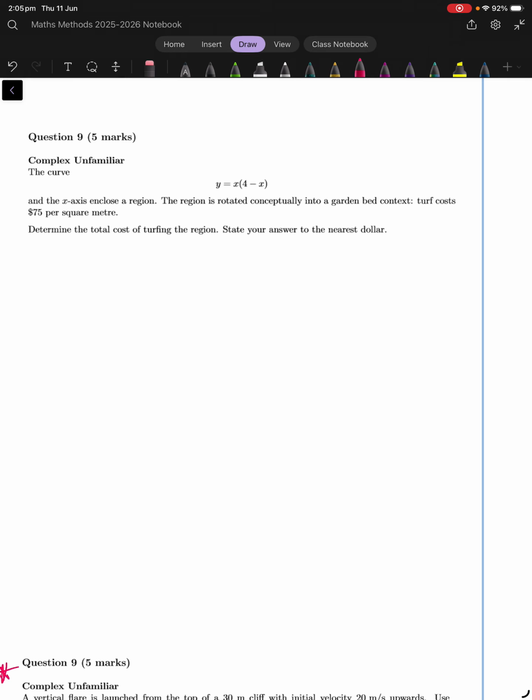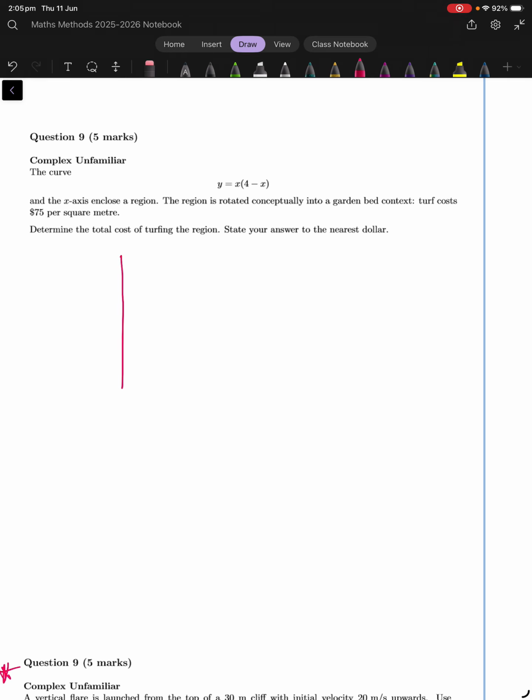Well, here they've got a region turned into a garden bed. The x-axis enclosed. So this function, you can see the intercepts. X-intercepts are going to be x equals 0 or x equals 4, and it's an upside down parabola because if I expand that, you can see it's a negative x squared. So basically, that's a garden bed.